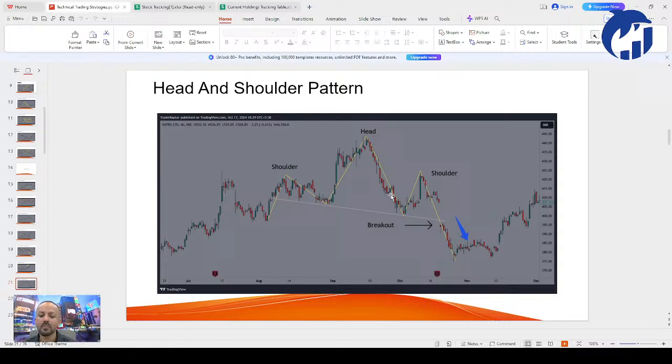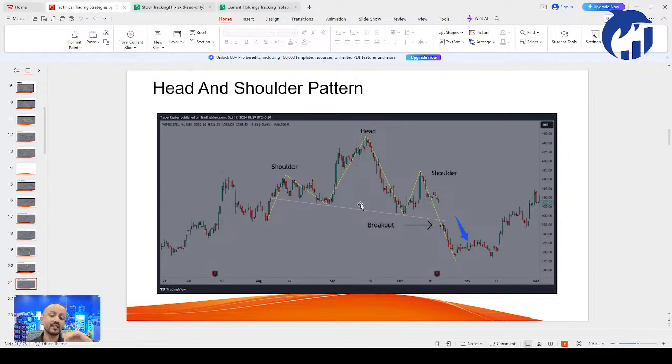A head and shoulders pattern is where we draw a trend line, a neckline, right? You can see the pink line that I'm showing you right now. It is considered to be the neckline. The moment price closes below the neckline, we measure the distance from the neckline to the head, right?